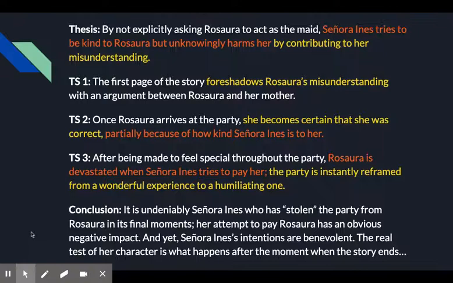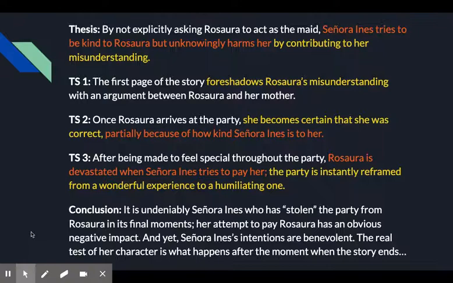So then the last sentence is: the real test of our character is what happens after the moment when the story ends. And I go on to discuss the difference between intent and impact, and how we can hurt other people without meaning to, but need to fix it, etc. Sorry, not super important to structure. But you can see how each paragraph builds on the one before it to build that nice line of reasoning.